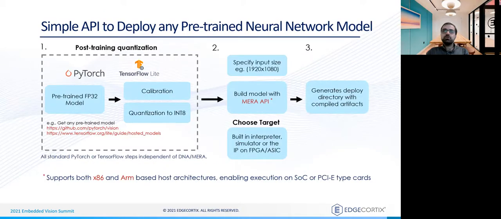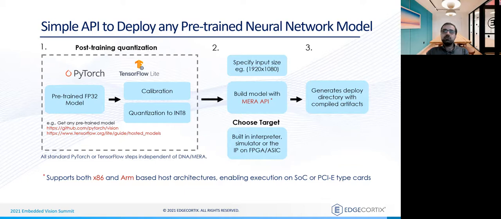From the point of view of a typical machine learning engineer, only 3 simple steps need to be taken to run a model on our DNA accelerator IP. The first step, which is completely done within the machine learning framework, is to take the pre-trained FP32 model and calibrate and quantize it to int8. Then the input resolution is specified and the quantized model is built using a single MERA API call.